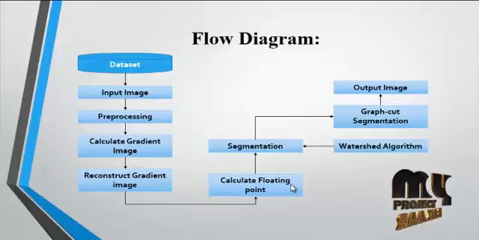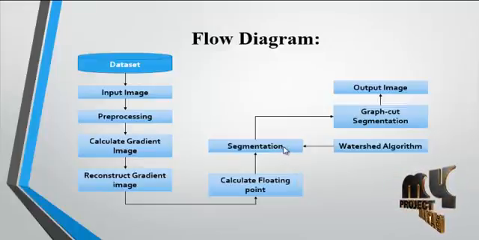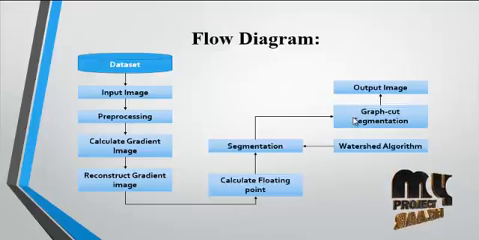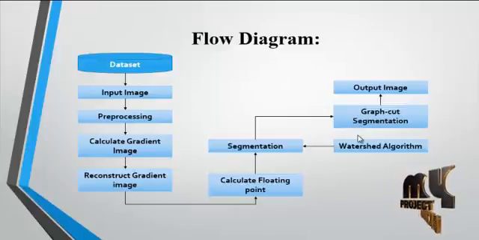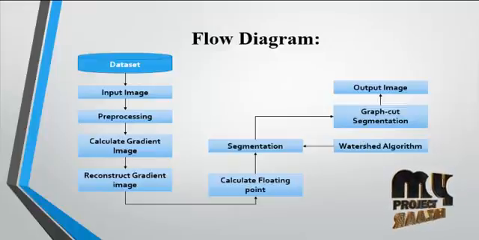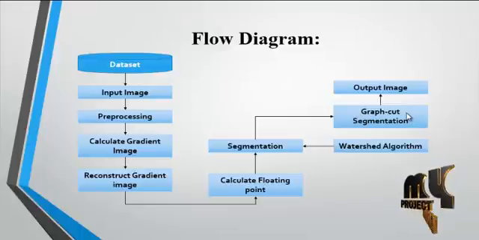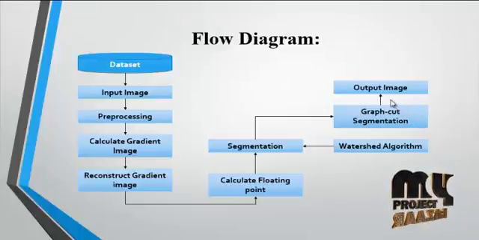After that, the segmentation is carried out. In the segmentation, we use two major things, GraphCut segmentation and watershed segmentation, for the segmentation process. From that segmentation, we obtain the fine segmentation result as an output.